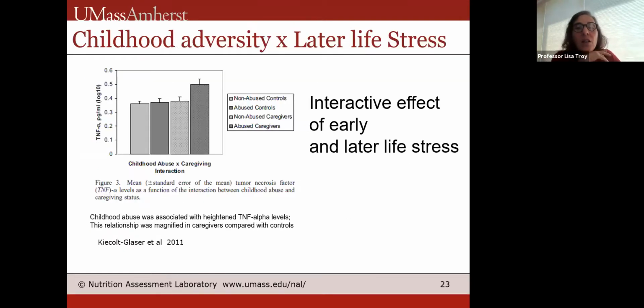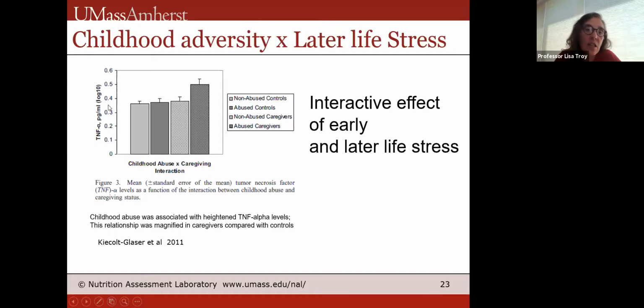This is looking at the interaction effects of earlier and later life stress. So I think this is another way to think about when you're going to analyze your data and how you're going to analyze your data. This looked at folks who had been abused as children, and then as adults, they're becoming caregivers, and they're either abused or non-abused as caregivers.